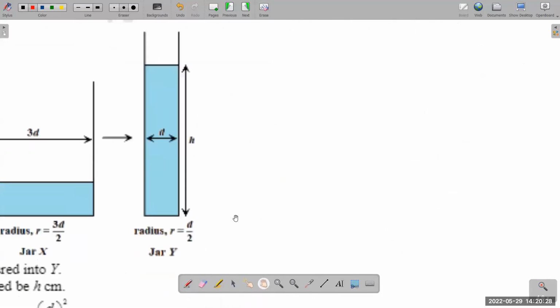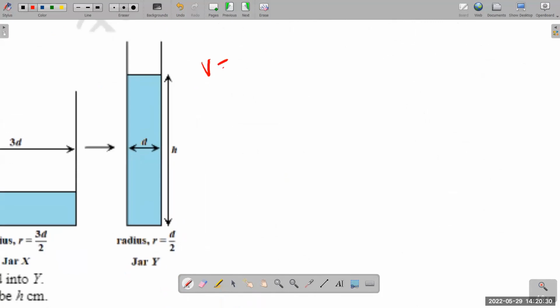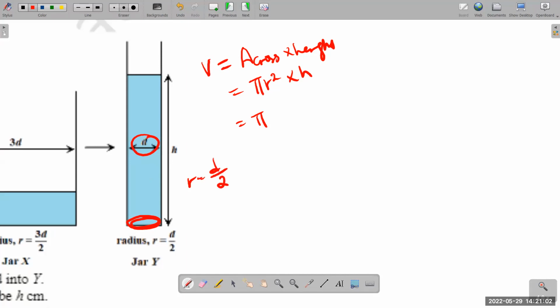All right, so let's do it. Again, we know volume is what? Start with the basics. Volume is the area of the cross-section times the height. What is the shape of the cross-section again? It's a circle, right? So we know that's pi r squared times h. H we don't know, so we can't substitute. But we know pi stays the same, and we know r is going to be half of d. So you see r is equal to d divided by 2. So r squared is brackets d over 2 squared times h.